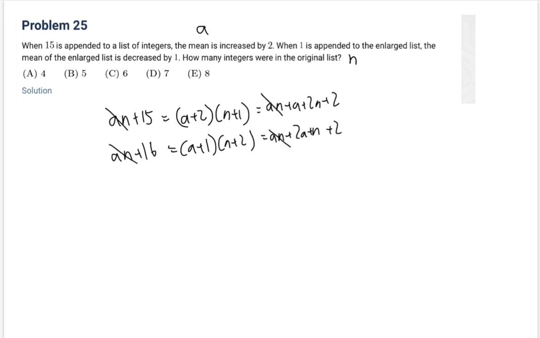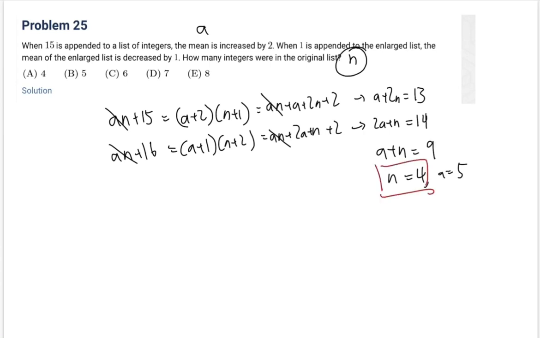So these are canceling. And here a plus 2n equals 13. Here 2a plus n equals 14. And so a plus n equals 27 over 3, so it's 9. So n equals 4, a equals 5. How many integers were in the original list? We are looking for n. So n is 4, therefore the answer is 4.